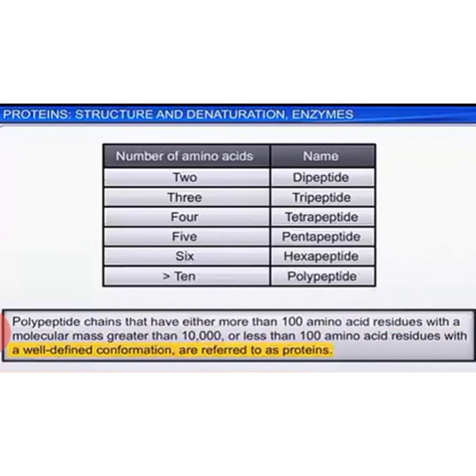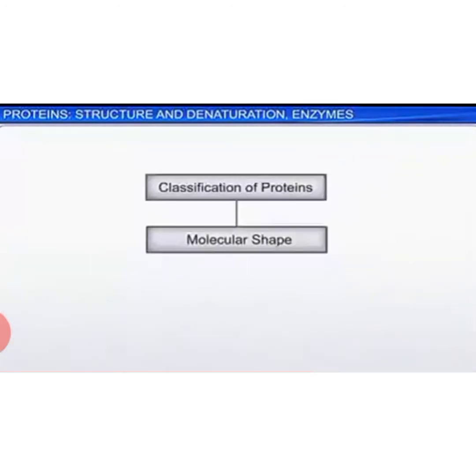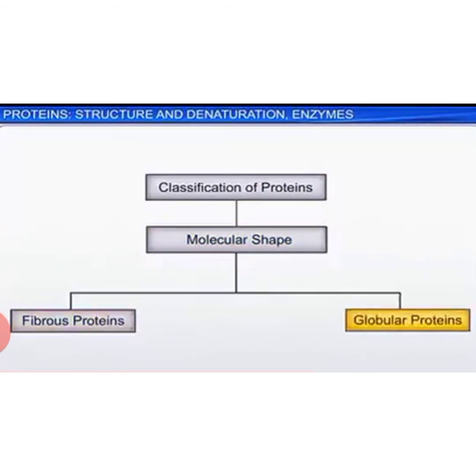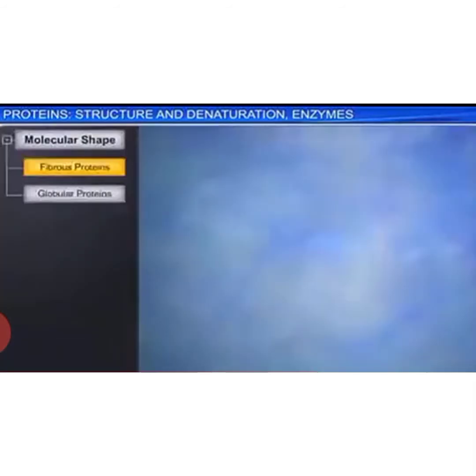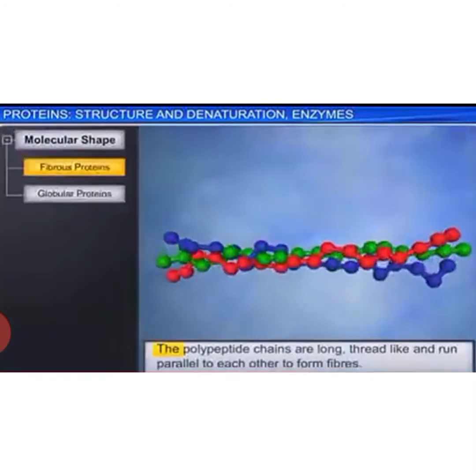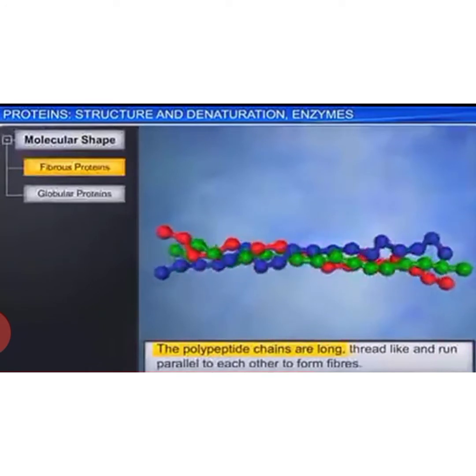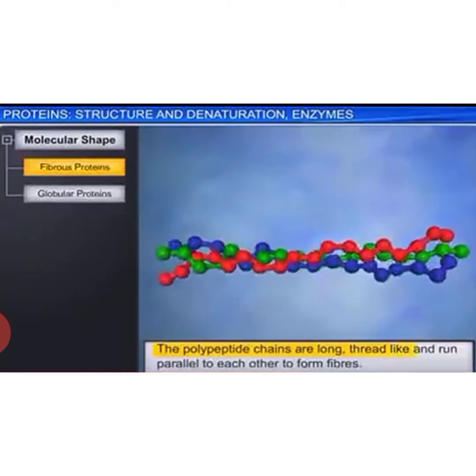Let us now look at the classification of proteins. On the basis of molecular shape, proteins are broadly classified into two classes: fibrous proteins and globular proteins. In fibrous proteins, the polypeptide chains are long and thread-like and run parallel to each other to form fibers.